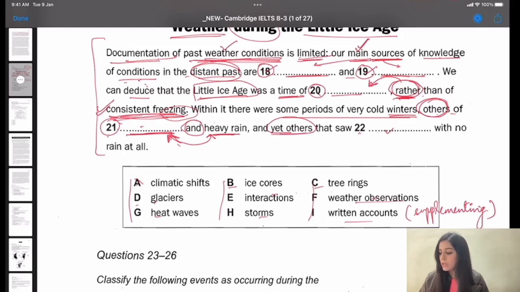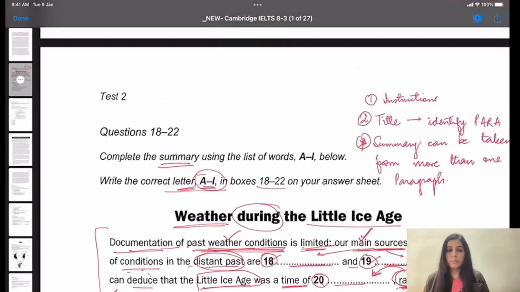And yet others that saw dash with no rain at all. So here in blank 22, the answer would be related to a weather condition which is not accompanied by rain at all. So that weather condition will be mentioned here. So this is how you predict what could be the answer in the particular blank, and then you match it with the passage.